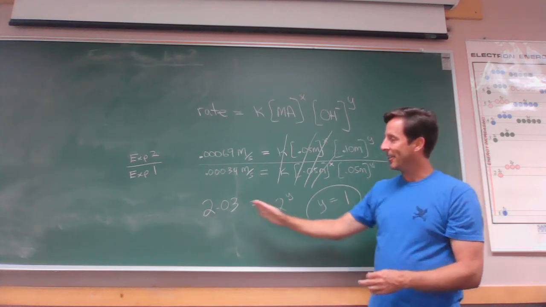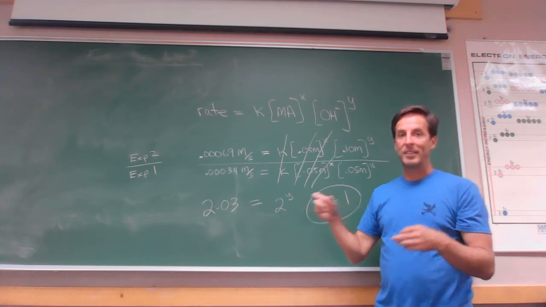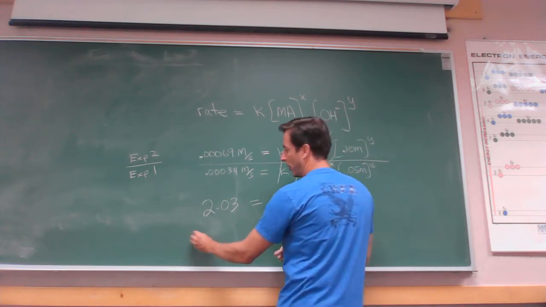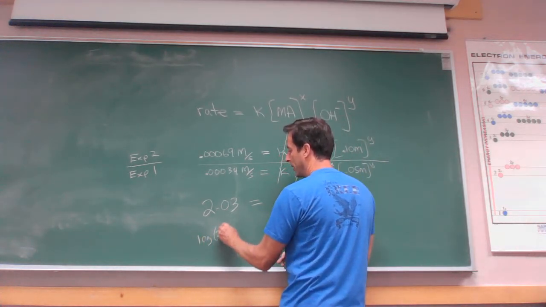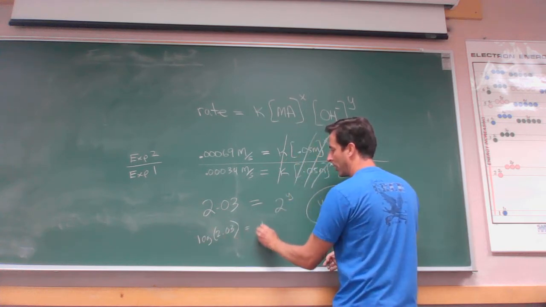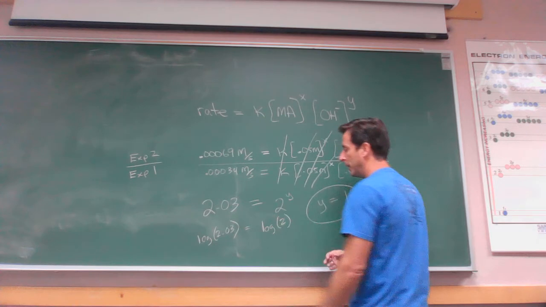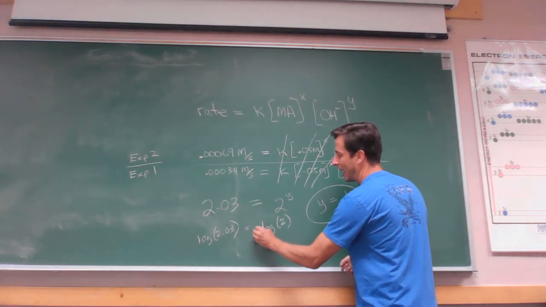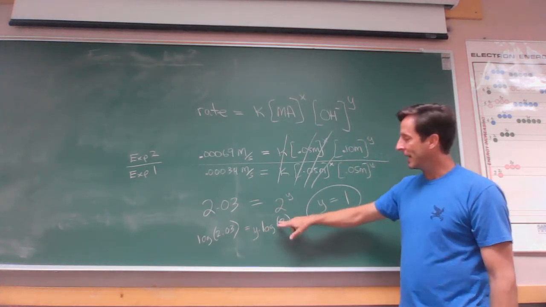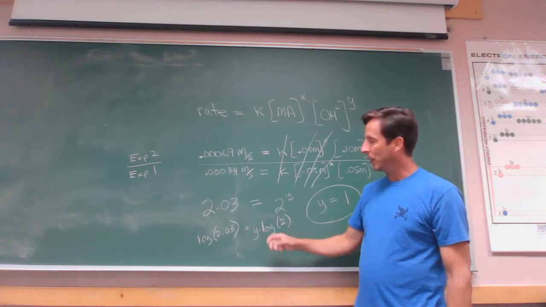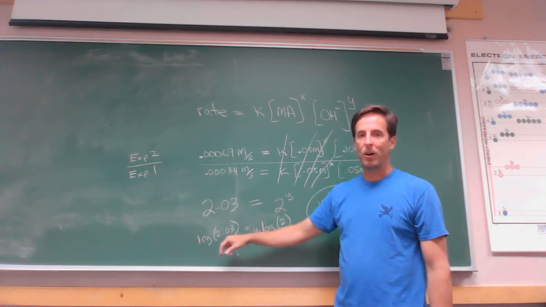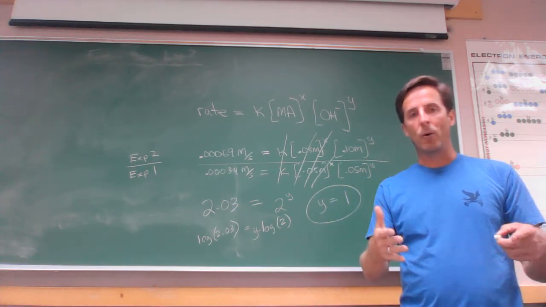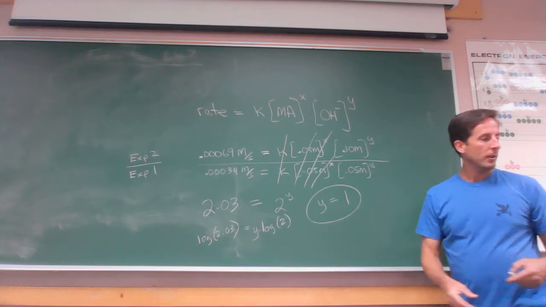Now, let's just say the numbers aren't this clean. How do you actually mathematically solve for that y value? What you would actually do is take the log of both sides. So I'm going to do the log of 2.03 equals the log of 2 to the y. When you take the log, the exponent can come down in the front and be multiplied. So it's going to be y times the log of 2. And then I can divide that over. So y would equal the log of 2.03 divided by the log of 2. And again, that should come out to be pretty close to 1. We always round our orders to a whole number. All right? So that's it for that one.